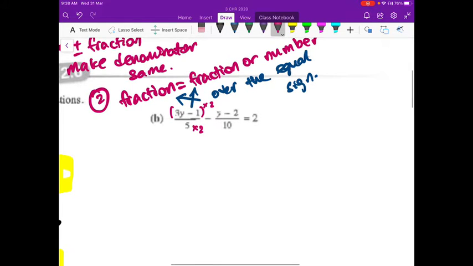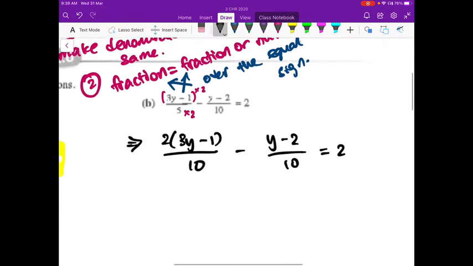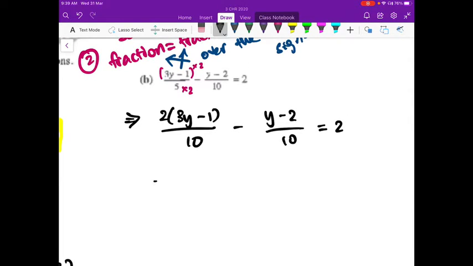Let us write down what we have. Therefore, 2 times of 3y minus 1 over 10 minus y minus 2 over 10 equals 2. In this step, I only made the denominator the same. Now we can combine everything over 10. 2 times of 3y minus 1.